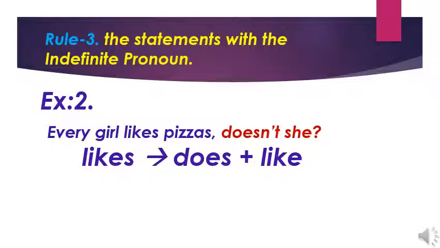And the positive statement, make it negative: doesn't. Every girl is not converted as they. Instead of taking they, I am taking she. So, the tag is doesn't she. Now the answer is: every girl likes pizzas, doesn't she?